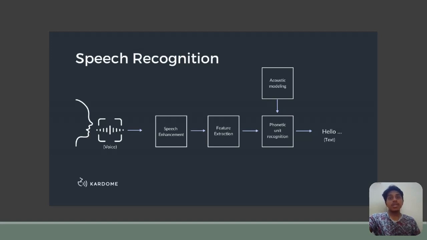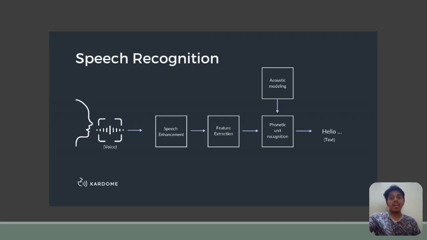Feature extraction. Feature extraction is the process of extracting meaningful features from the pre-processed audio signal that can be used to characterize speech. Acoustic modeling. Acoustic modeling involves training statistical models to map acoustic features extracted from the speech signal to phonemes or speech sounds.